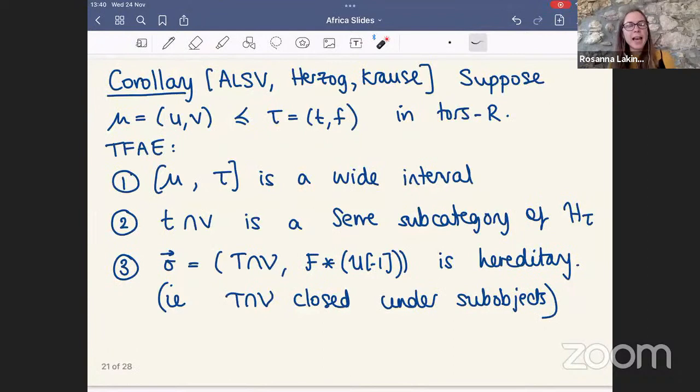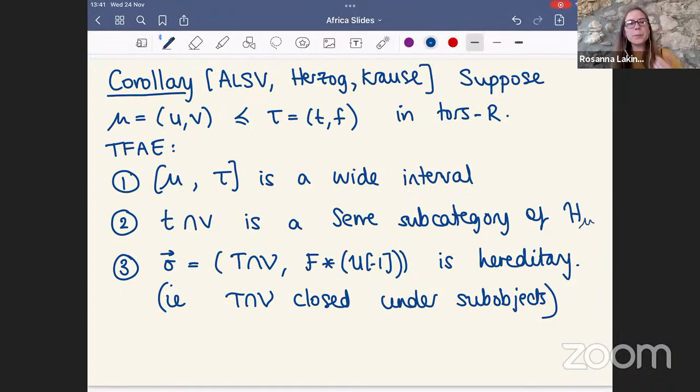And from this result of Manolo Sarin, we can find the following corollary, which says that if mu and tau are related in the ordering in tors R, then the following statements are equivalent. This interval between them is a wide interval. And then we already saw that this is equivalent to this intersection T V being a Serre subcategory. Sorry, this is a typo. In H mu.